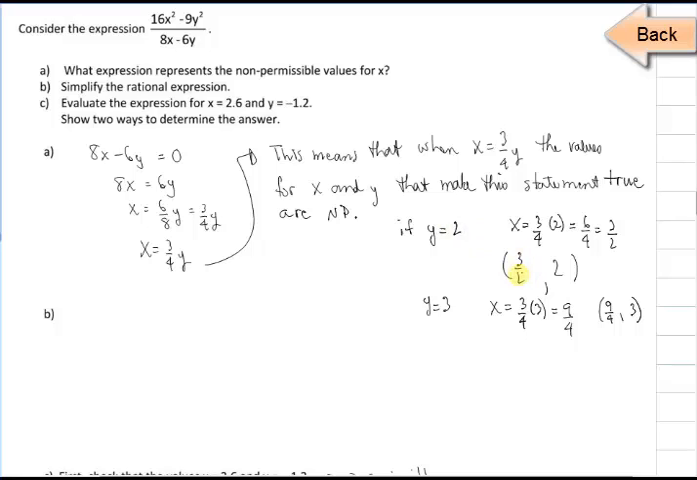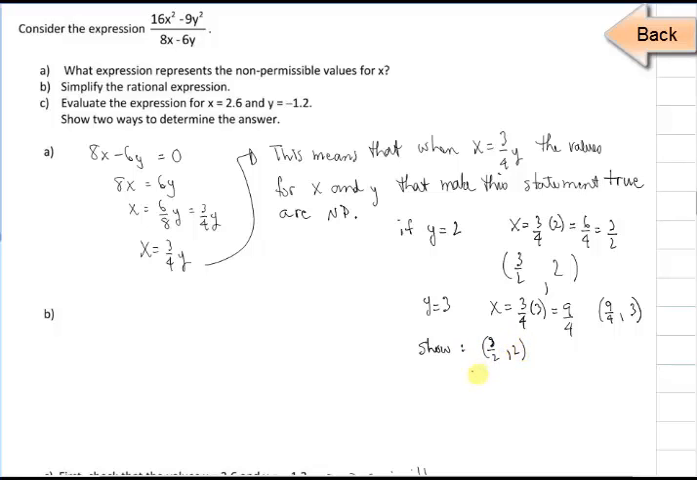Okay? So what this tells us is that when, we'll take a look at our first example, when x is 3 over 2 and y is 2, our denominator is going to be equal to 0, and therefore the expression is undefined. So I will show using 3 over 2 and 2 that this is true.